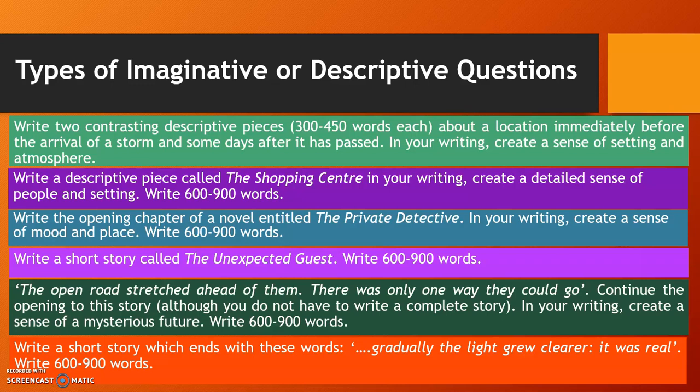The third prompt is a narration, but you are asked to create a sense of mood and place, which is only possible with the help of description. You are given a title as a private detective whom you are supposed to describe. While describing, you may have some glimpses of narration too. For example, you are a private detective.